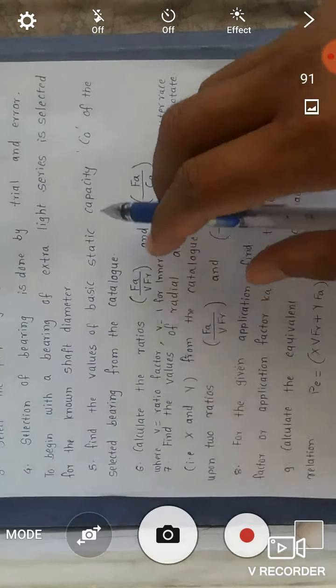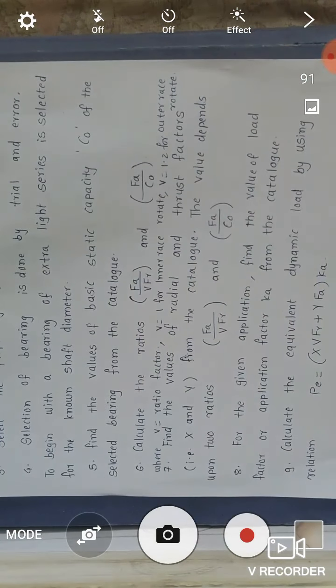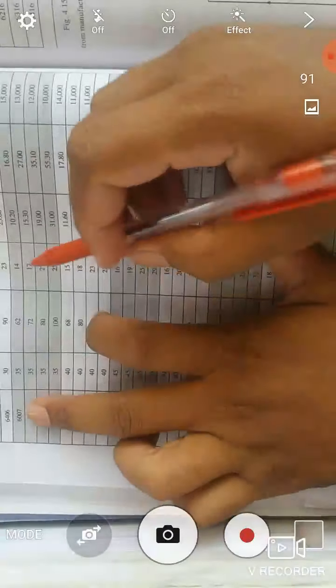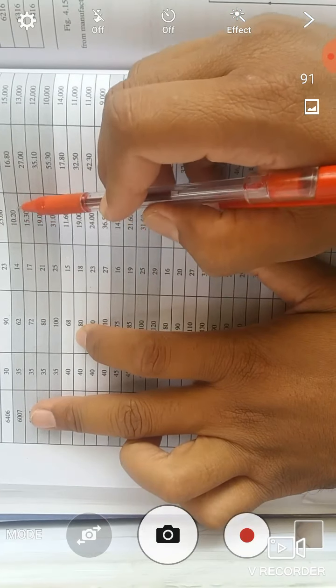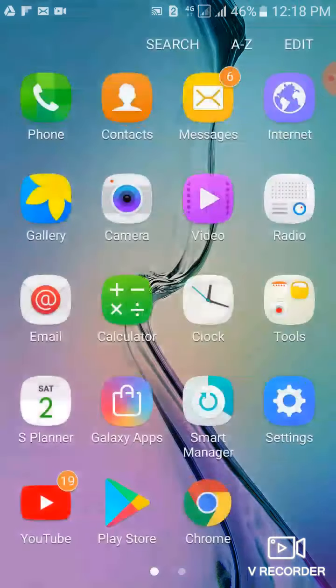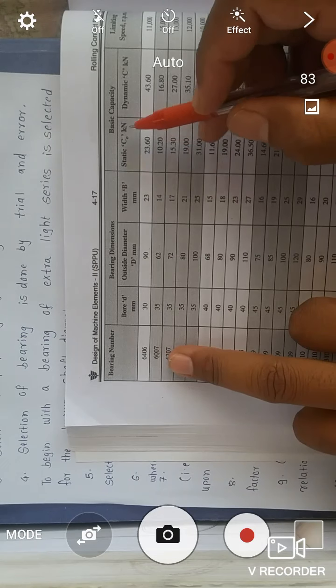Find the value of basic static capacity C0 of the selected bearing from the catalog. So again we see the manufacturer's catalog, and if our bearing is 6007, then the C0 value becomes 10.20 kilonewton. This is the C0 value for our 6007 type of bearing, this 10.20 kilonewton.